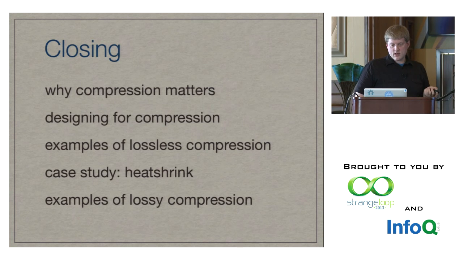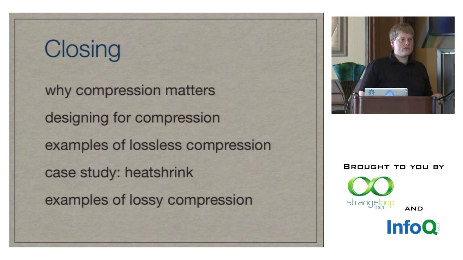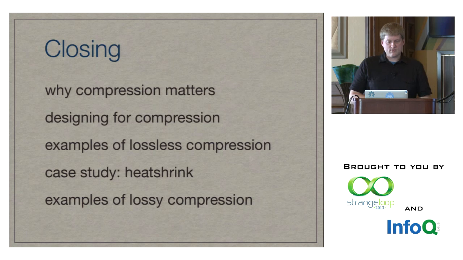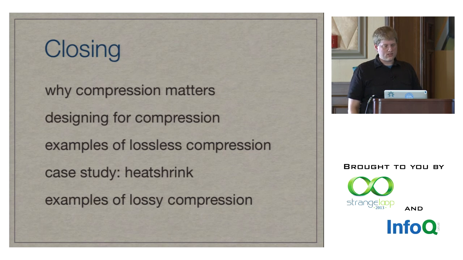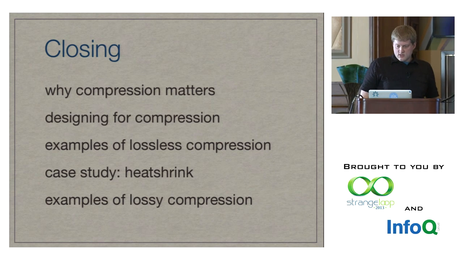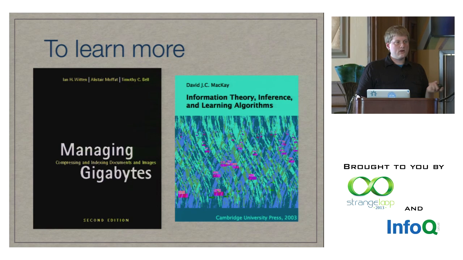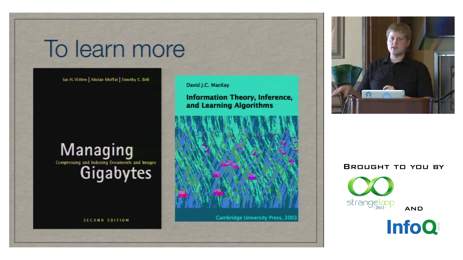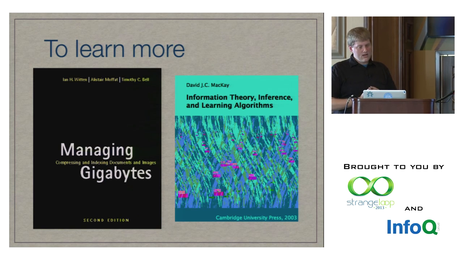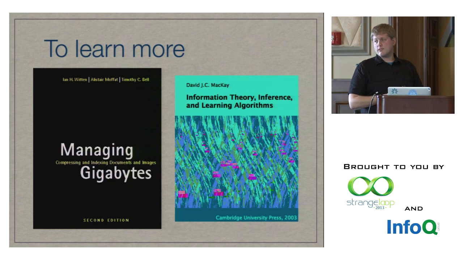So in closing, I've talked about why data compression matters, how to design data so that it can be compressed more effectively, lossless compression algorithms, and then the case study of heatshrink and the example of lossy compression. If you want to learn more about this, here are two books that I particularly like: Managing Gigabytes and Information Theory, Inference, and Learning Algorithms, the latter of which also has a bunch of machine learning and some other topics in it, and there's certainly overlap there. And there's a free PDF of that on the author's site if you're interested.